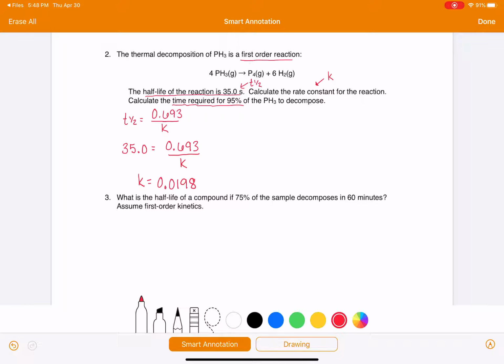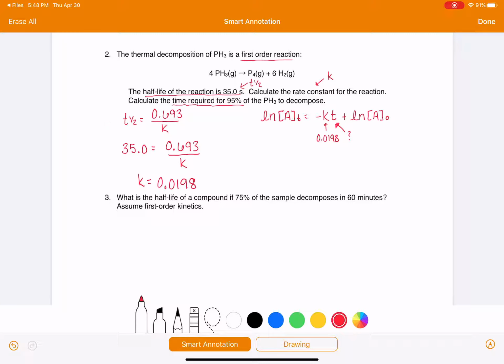And what are we doing? We're doing first order. So the integrated first order rate law is going to be the natural log of A at time t equals negative kt plus the natural log of A initial. So what do we know here? We know k because we just solved for k. So we know this is 0.0198. And t, this is what we're actually trying to figure out. The problem wants us to calculate time.